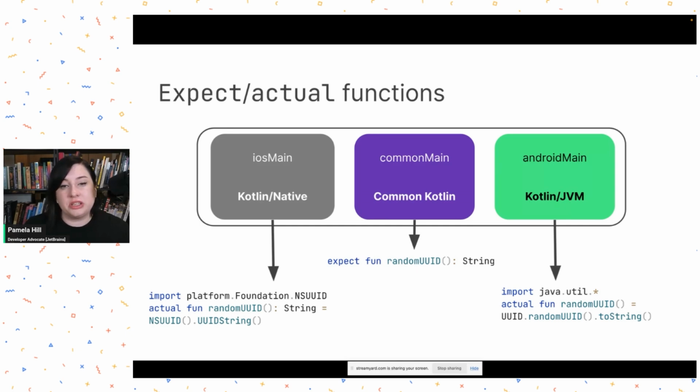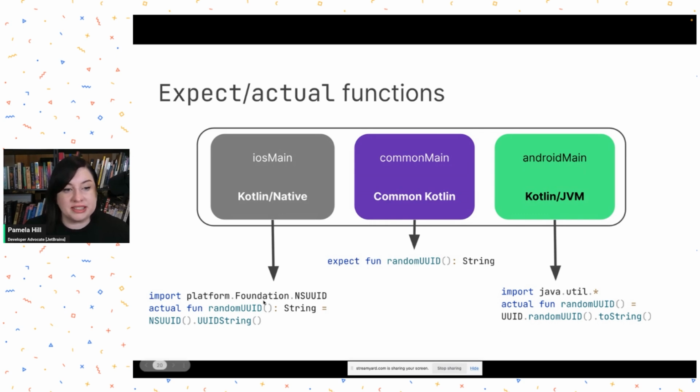So then we can see here on the side, for Android, we're actually using Kotlin JVM. So we can use any Android libraries or JVM libraries that we want from Android main. Here we're implementing this function with something from java.util using a random UUID, and then we toString that to get a nice string.